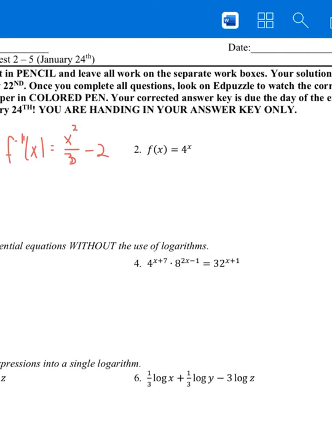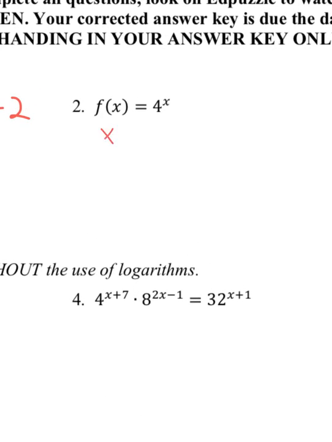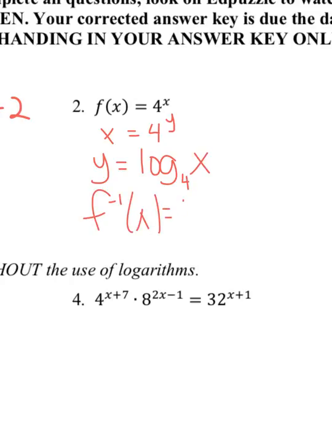For number 2, here when I switch the x and the y value, I get x equals 4 raised to the power of y. Now the problem here is that how do you bring down that exponent? To bring down exponents, we need to use logarithms. So I'm going to say that y, right, to go back and forth between a log and an exponent, the exponent comes out equals log. The base of the log is the base of the exponent, so log base 4 of x. And that is my answer. Log base 4 of x.